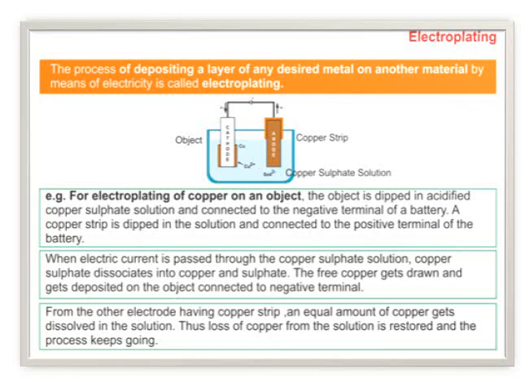When electric current is passed through the copper sulfate solution, copper sulfate dissociates into copper and sulfate. The free copper gets drawn and deposited on the object connected to the negative terminal. From the other electrode having the copper strip, an equal amount of copper gets dissolved in the solution. Thus, the loss of copper from the solution is restored and the process keeps on going.